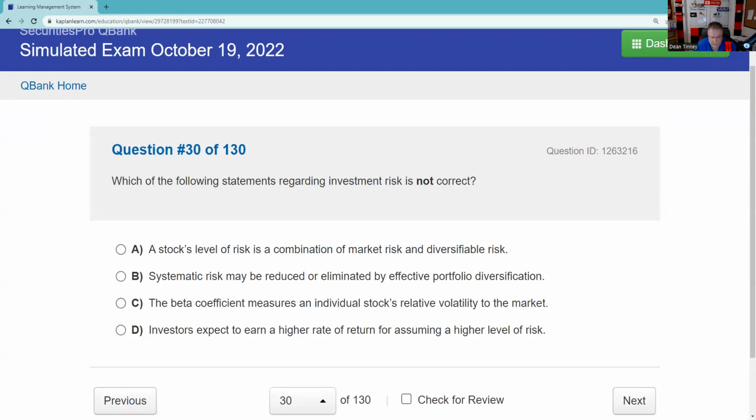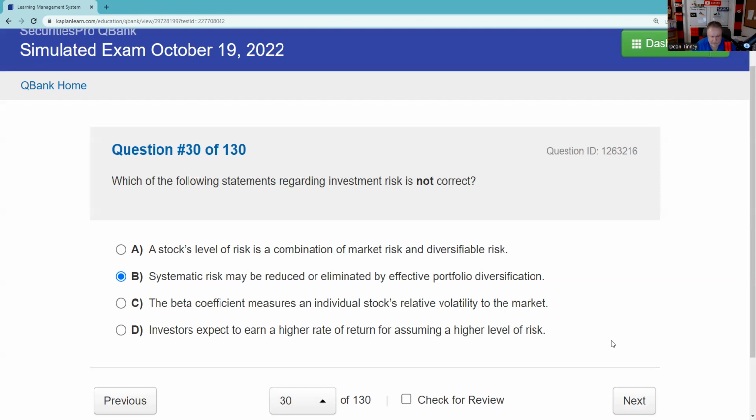Systematic risk may be reduced or eliminated by effective portfolio diversification. Which of the following investment risk statements is not correct? That is not correct. I don't like the phraseology here, but you can't diversify away systematic risk, right? You can diversify non-systematic risk, known as selection risk. But the way they say this on your exam is risk prevails despite your diversification. Now, we can try under modern portfolio theory to get something that has negative correlation, and that would diversify the portfolio, but we can't eliminate systematic risk.